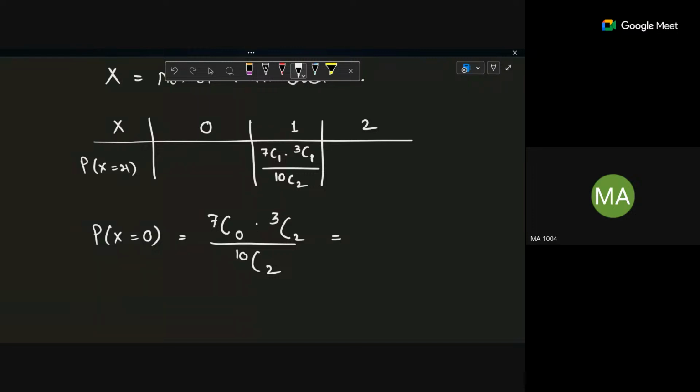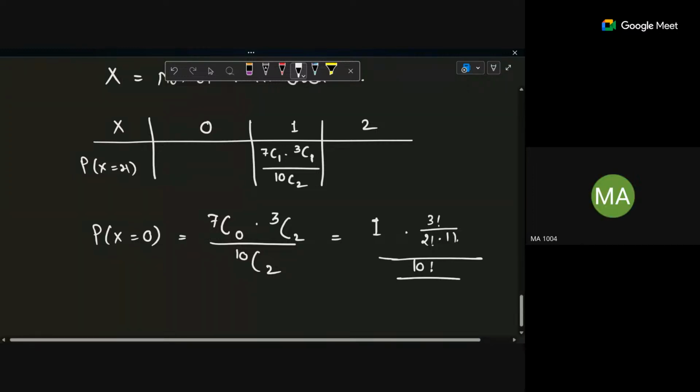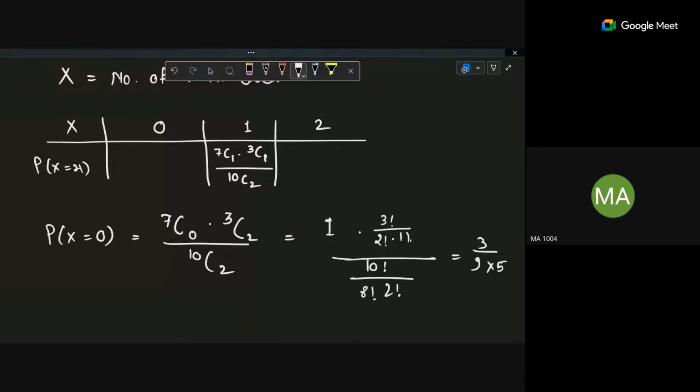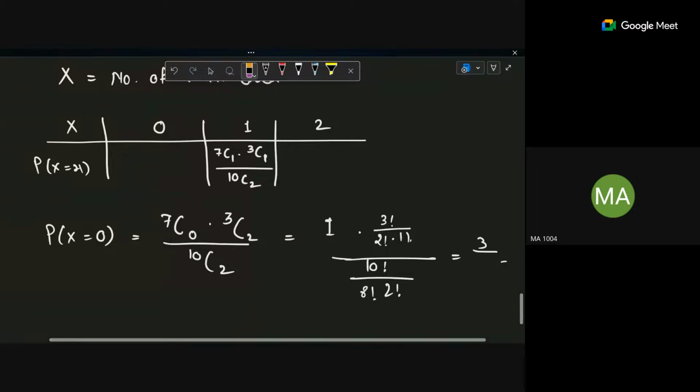So 7C0 is 1, right? Into 3C2, which is 3 factorial over 2 factorial into 1 factorial, divided by 10C2, which is 10 factorial over 8 factorial into 2 factorial. So it's nothing but 3 by 10 multiplied by 9, that means 45, right? 9 into 5 will remain. It's 10 into 9 by 2.